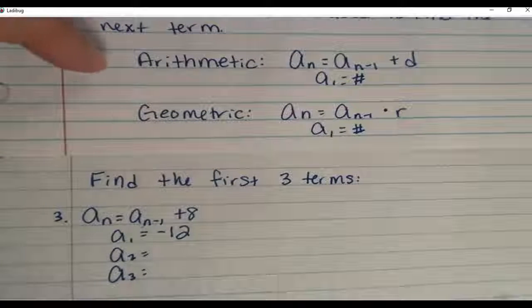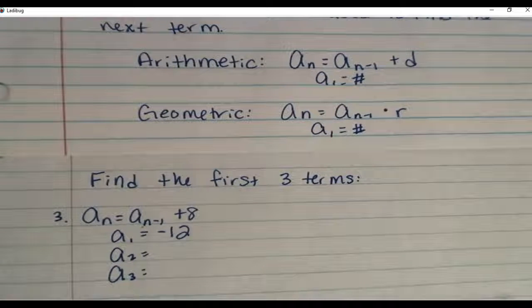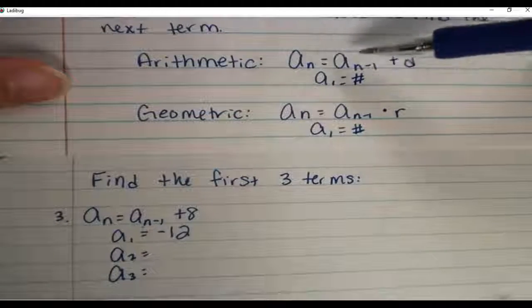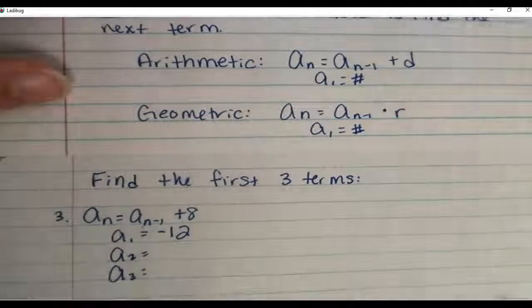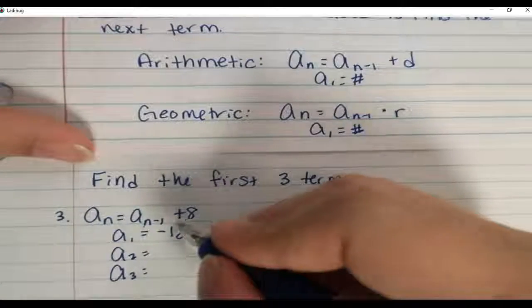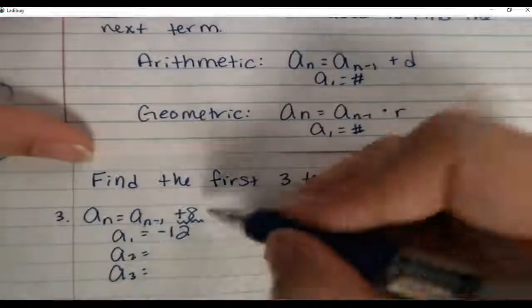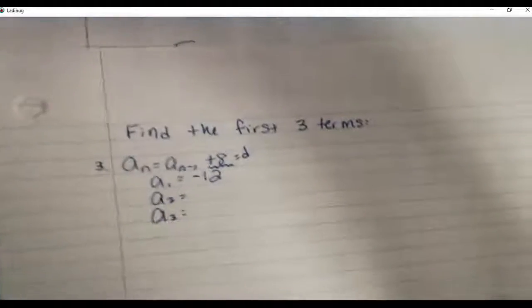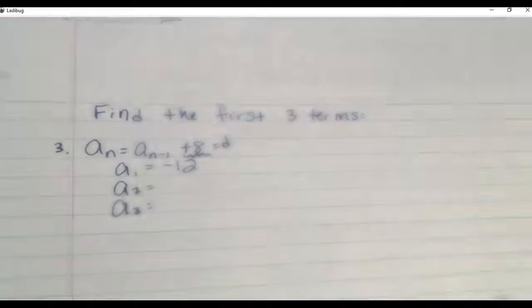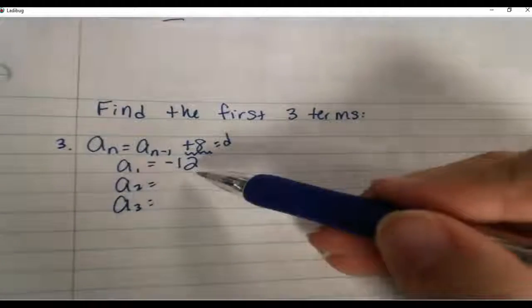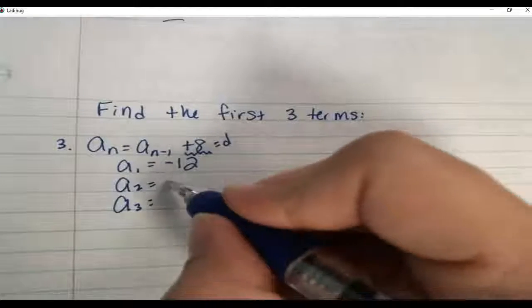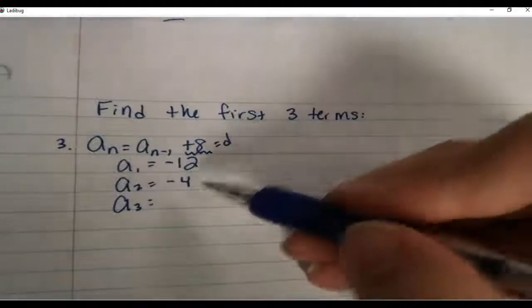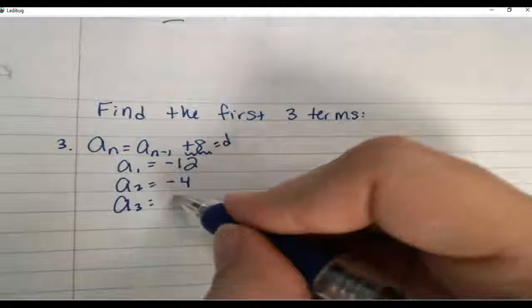So the nice thing about these is it tells me what is happening. So it says an equals an minus 1 plus d. Well, in this one it's plus 8. So that right there is our common difference. So all we have to do is start with the negative 12 and add 8 each time. So negative 12 plus 8 is negative 4. Negative 4 plus 8 is 4.